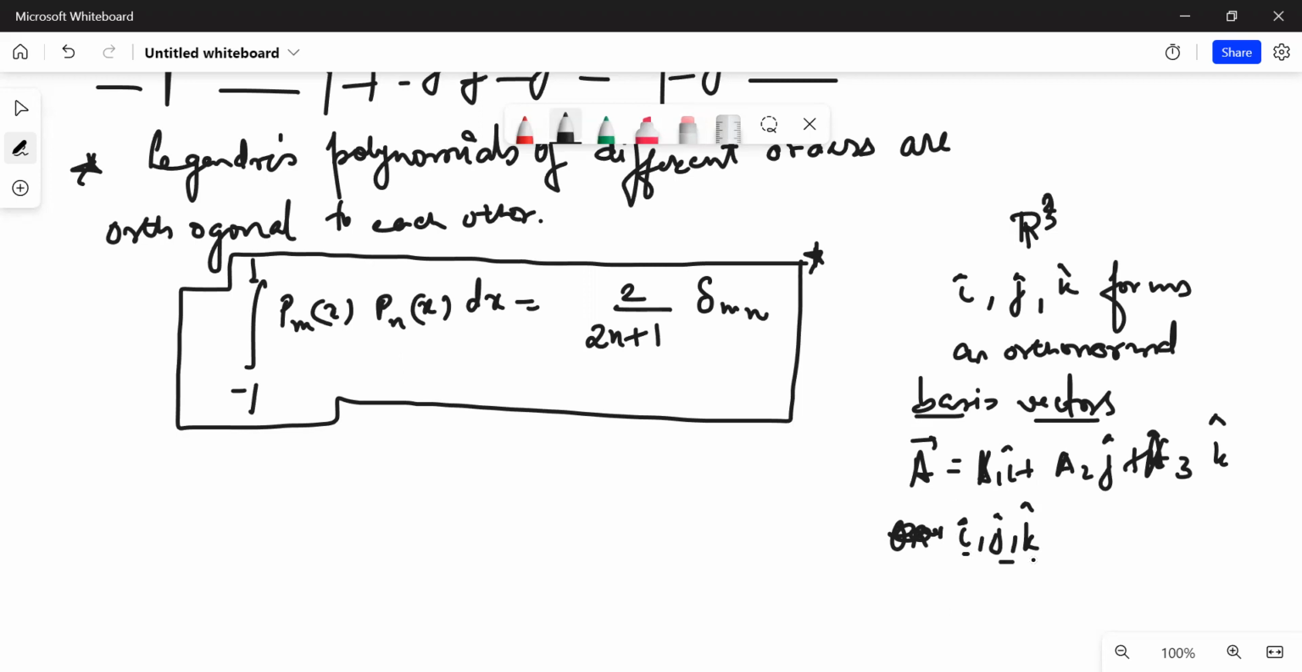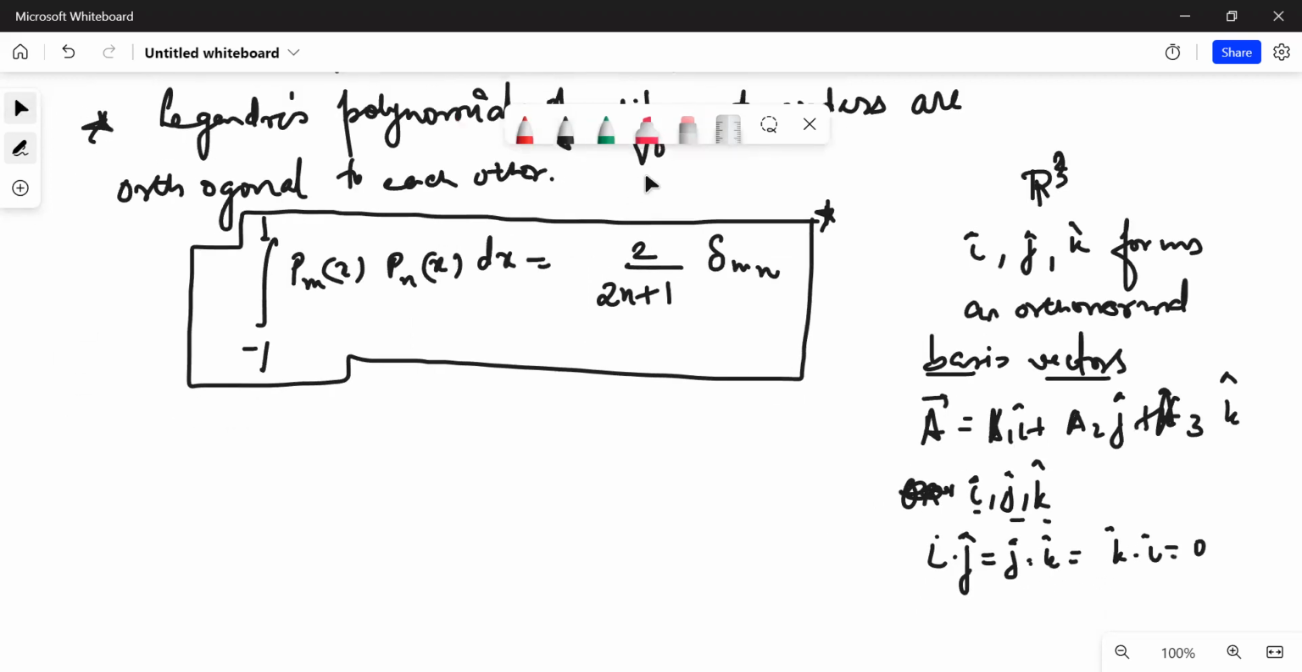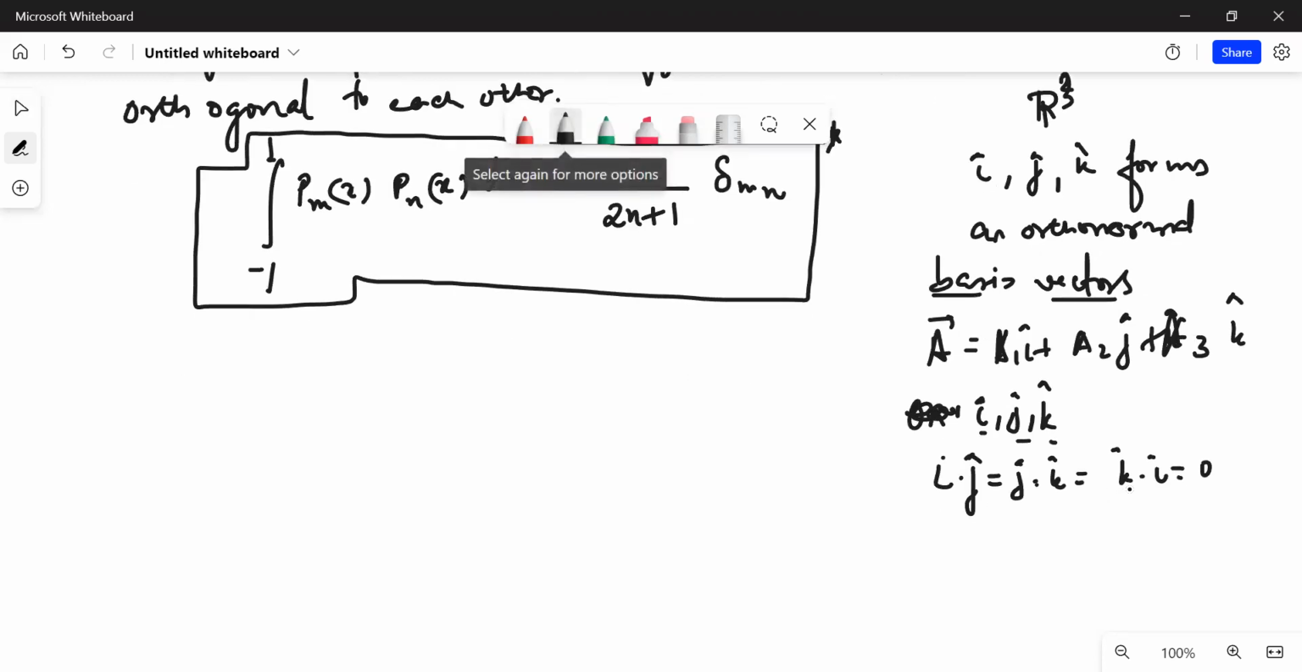And these i cap, j cap, k cap have a special property: i cap dot j cap, or j cap dot k cap, or k cap dot i cap, all of these are 0. If I take these dot products, this will give you 0. And if I take i cap dot i cap, or j cap dot j cap, or k cap dot k cap, this will come as 1.